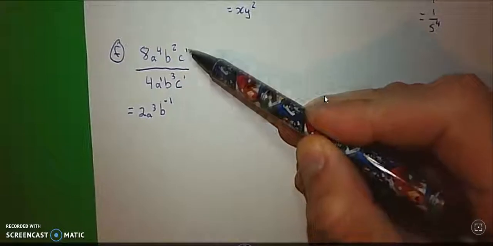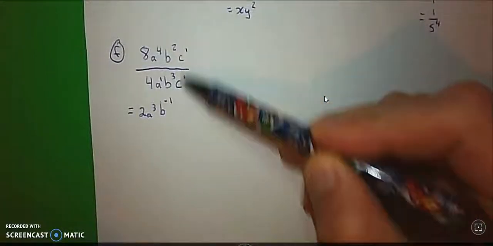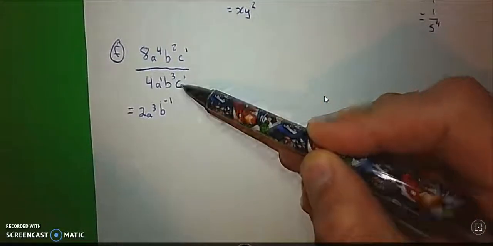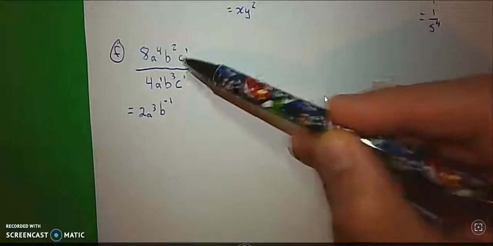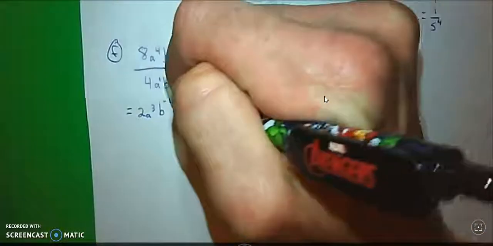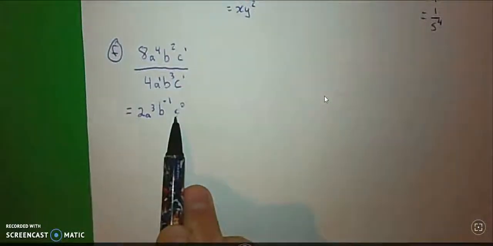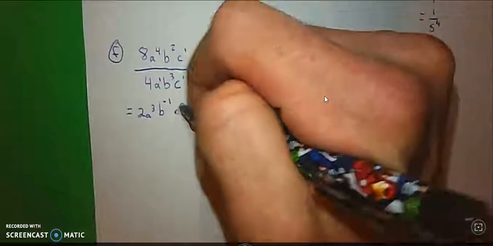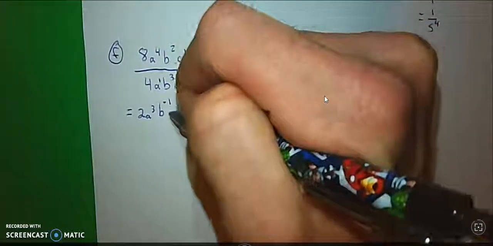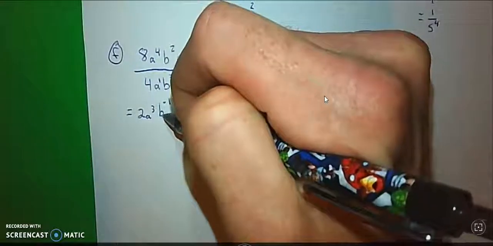Finally, we have c to the power of 1 divided by c to the power of 1. Anything divided by itself is 1. So we could just say this is all times 1, which doesn't change the answer. Or we can apply the division rule, which means we're going to do c to the power of 1 minus 1, which is 0. And this reinforces what I was saying before, where anything to the power of 0 is just 1. So it doesn't actually change anything. So anything multiplied by 1 is whatever it already was. So this is like saying 2 times a cubed times b to the negative 1 times just 1.